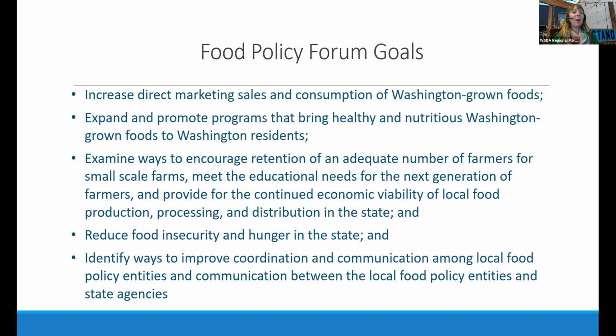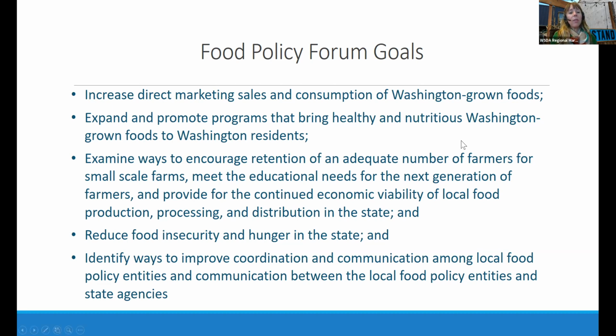There's a lot of text here, but these were the Food Policy Forum goals that the legislature essentially set out for the forum to address. There is a focus on supporting direct marketing farms and a focus on increasing consumption of Washington-grown food. So there is a focus on the local and regional food system. And number two, as I mentioned, these are the two priority areas of the forum to really expand and promote programs that make healthy and nutritious Washington-grown foods available to more Washington residents.